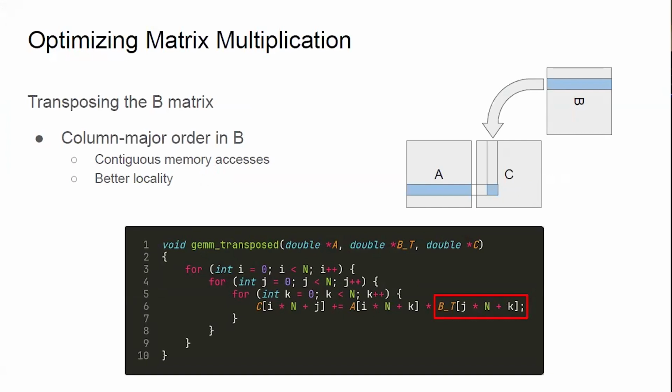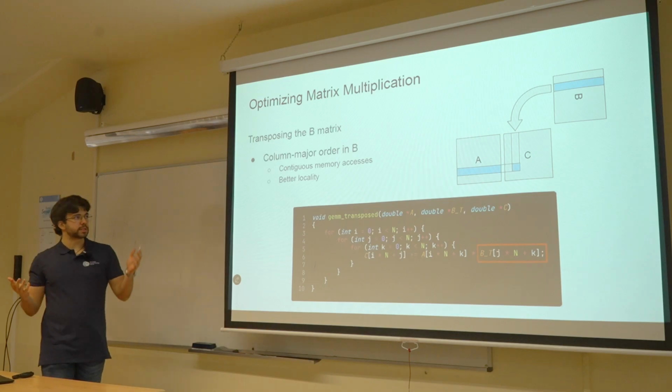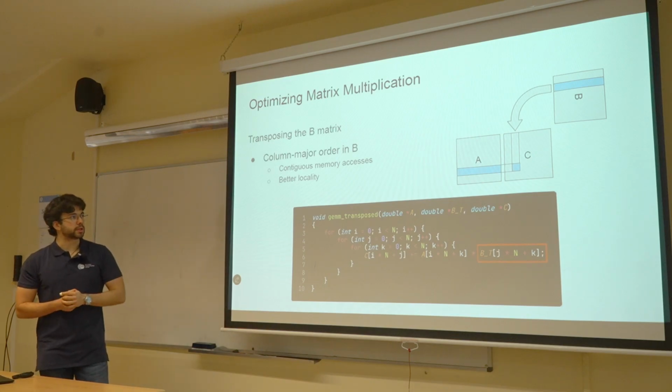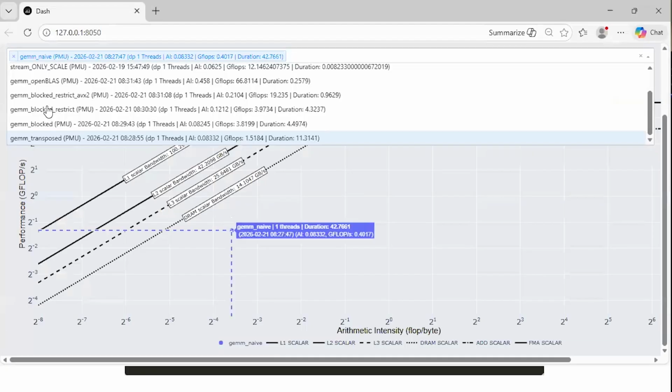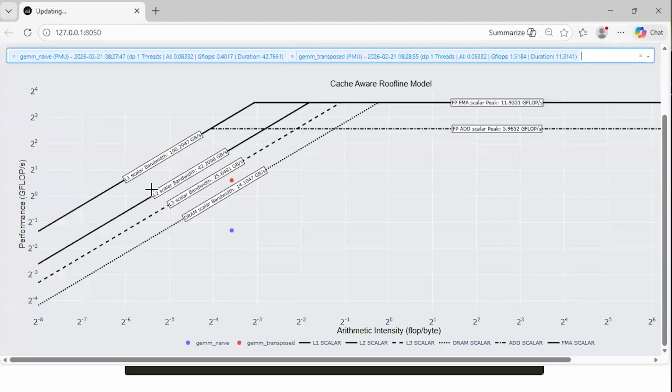And now when we're accessing a column, we're essentially accessing what's the equivalent of a row in memory. This gives us access to contiguous memory, which gives us a lot better cache locality. And all we had to do was change the way we access B and some other aspects of our software. But we can see if that fixed our problem, right? So we can go to transpose, and here's our new point.